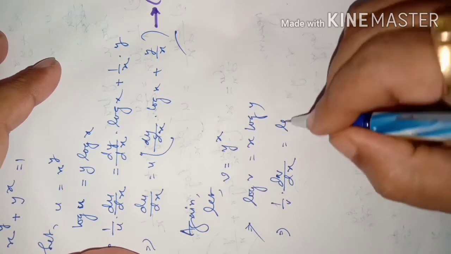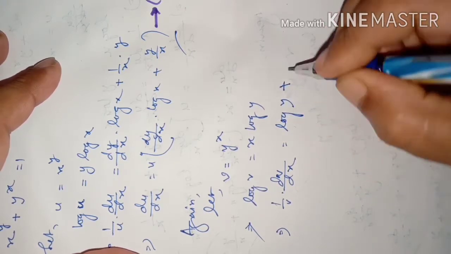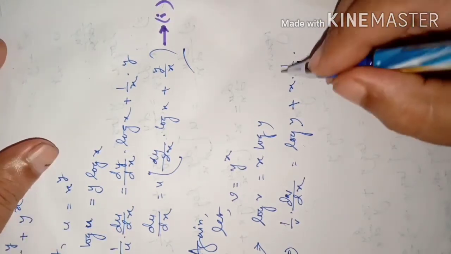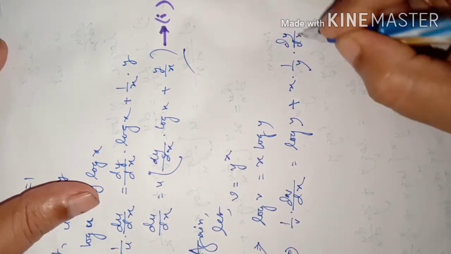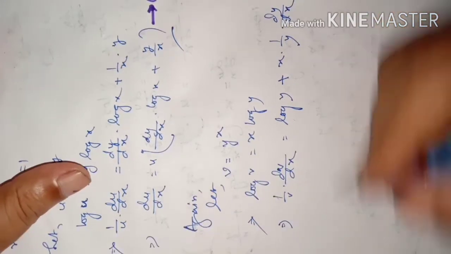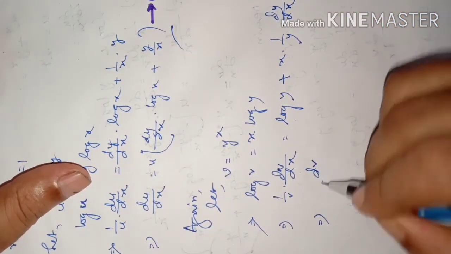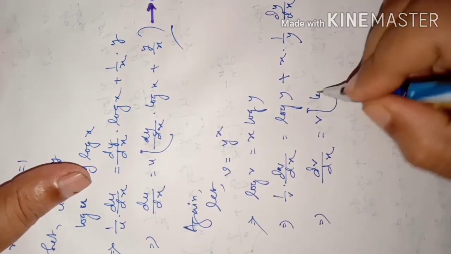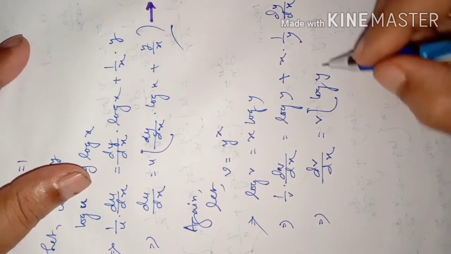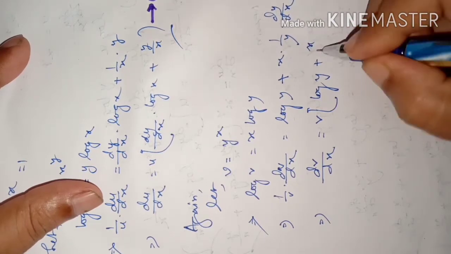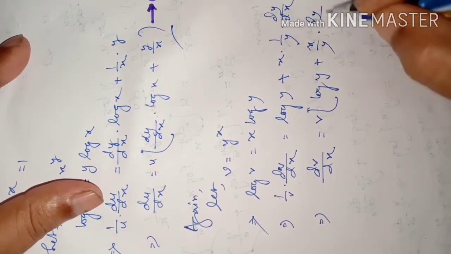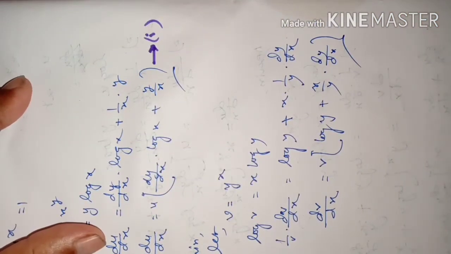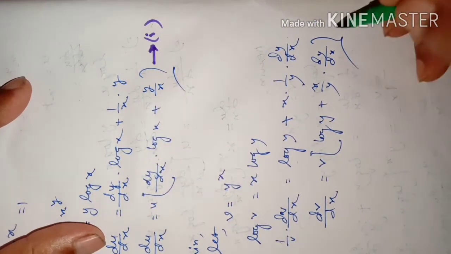So that means it will be log y plus x as it is into 1 by y into dy by dx. Got the idea? So then from here dv by dx will be equal to v times log y plus x by y into dy by dx. Okay, so this is the second equation.